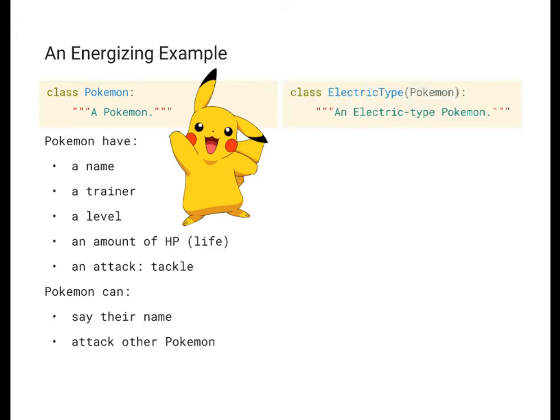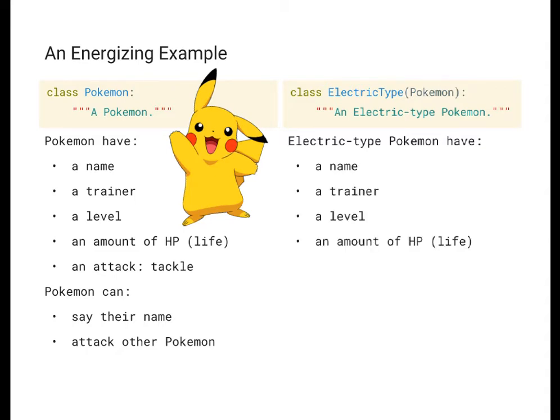In addition, let's introduce a specialized type of Pokemon. Let's call it electric type. An electric type extends from the base class of all Pokemon. And electric type Pokemon have a lot of similarities. They also have a name, they also have a trainer, they also have a level, and they also have HP. But their attack is a little different. They have a Thunder Shock attack.